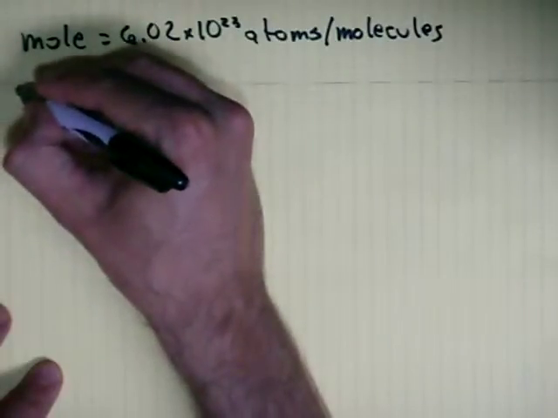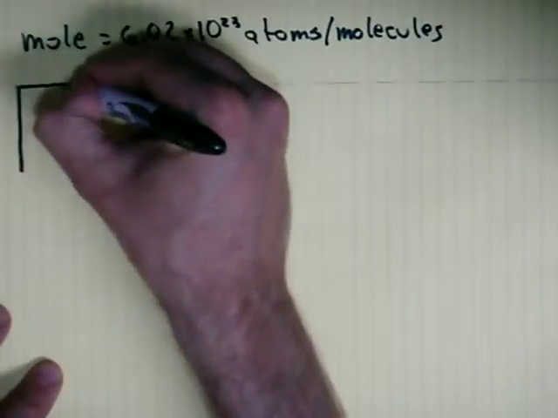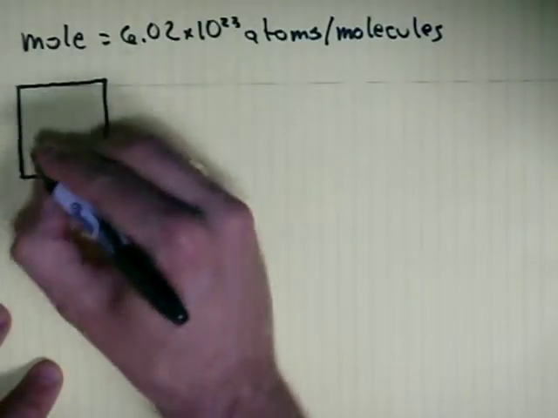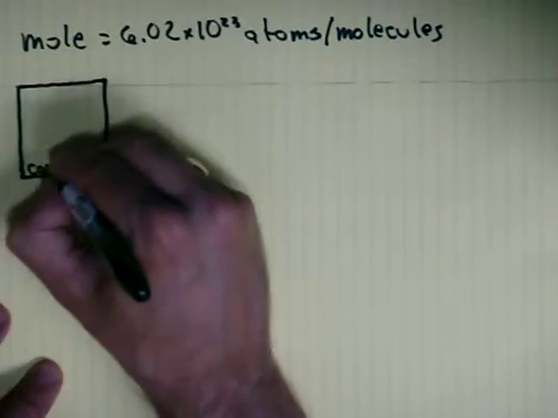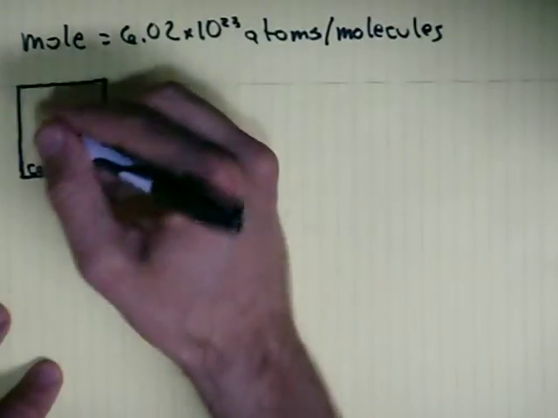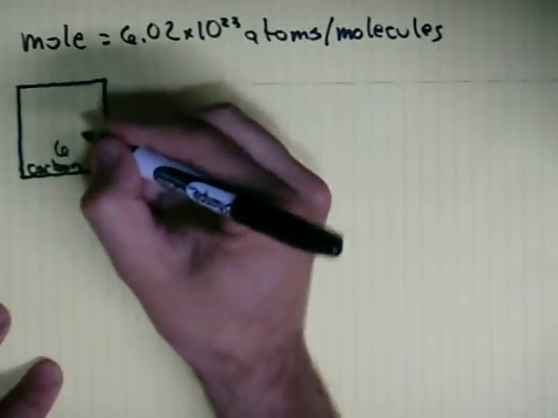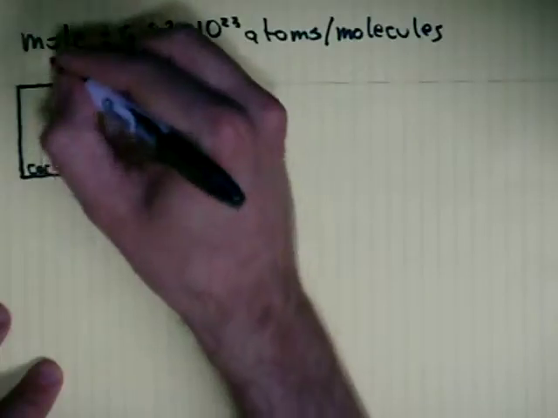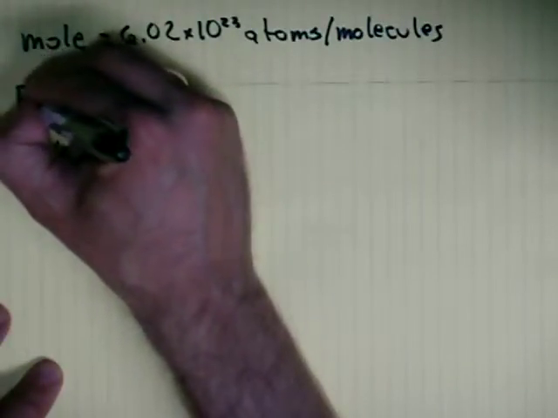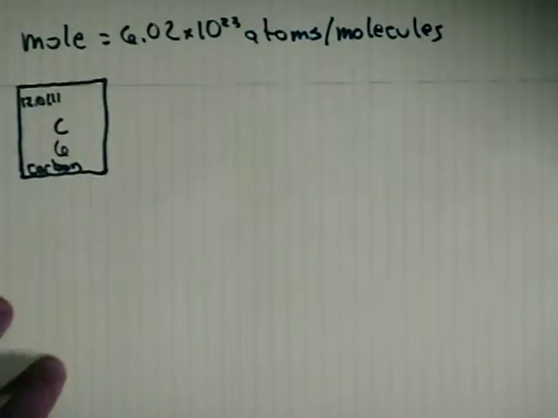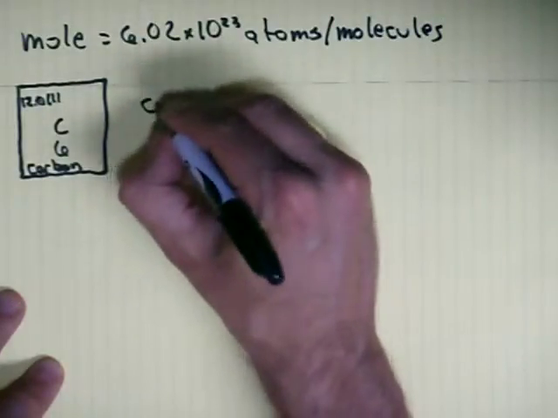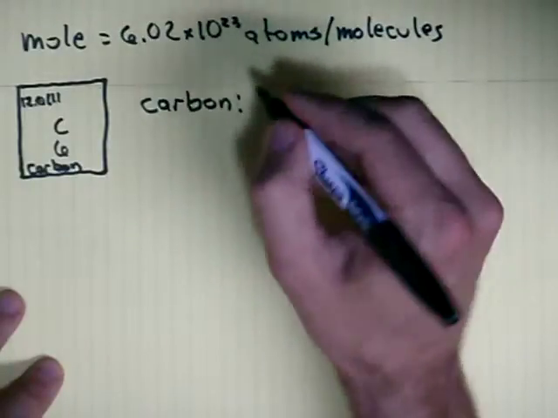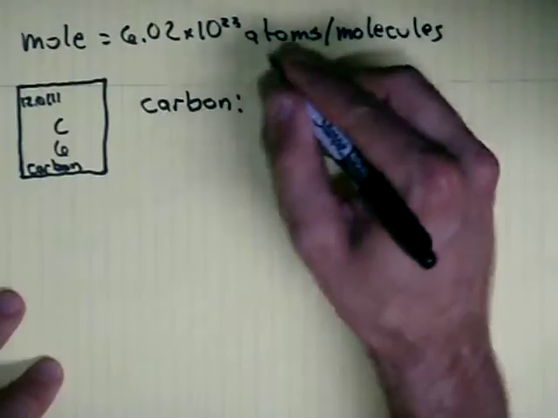So let's go back to our periodic table, and we'll go back to carbon. You've got the name at the bottom, atomic number, which is how many protons, your symbol, and then in the top left, 12.011. And so what that number is, that 12.011 top left, is the atomic mass.